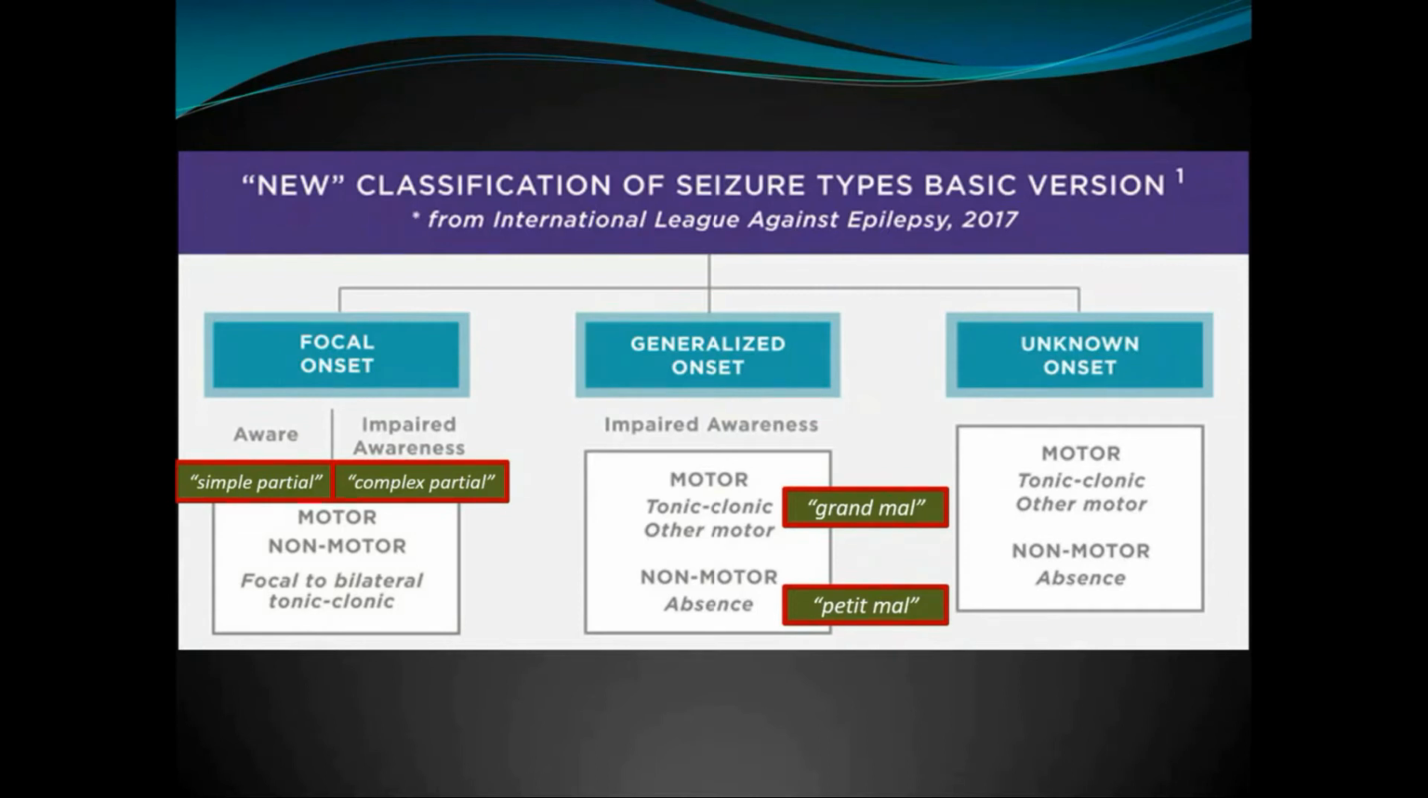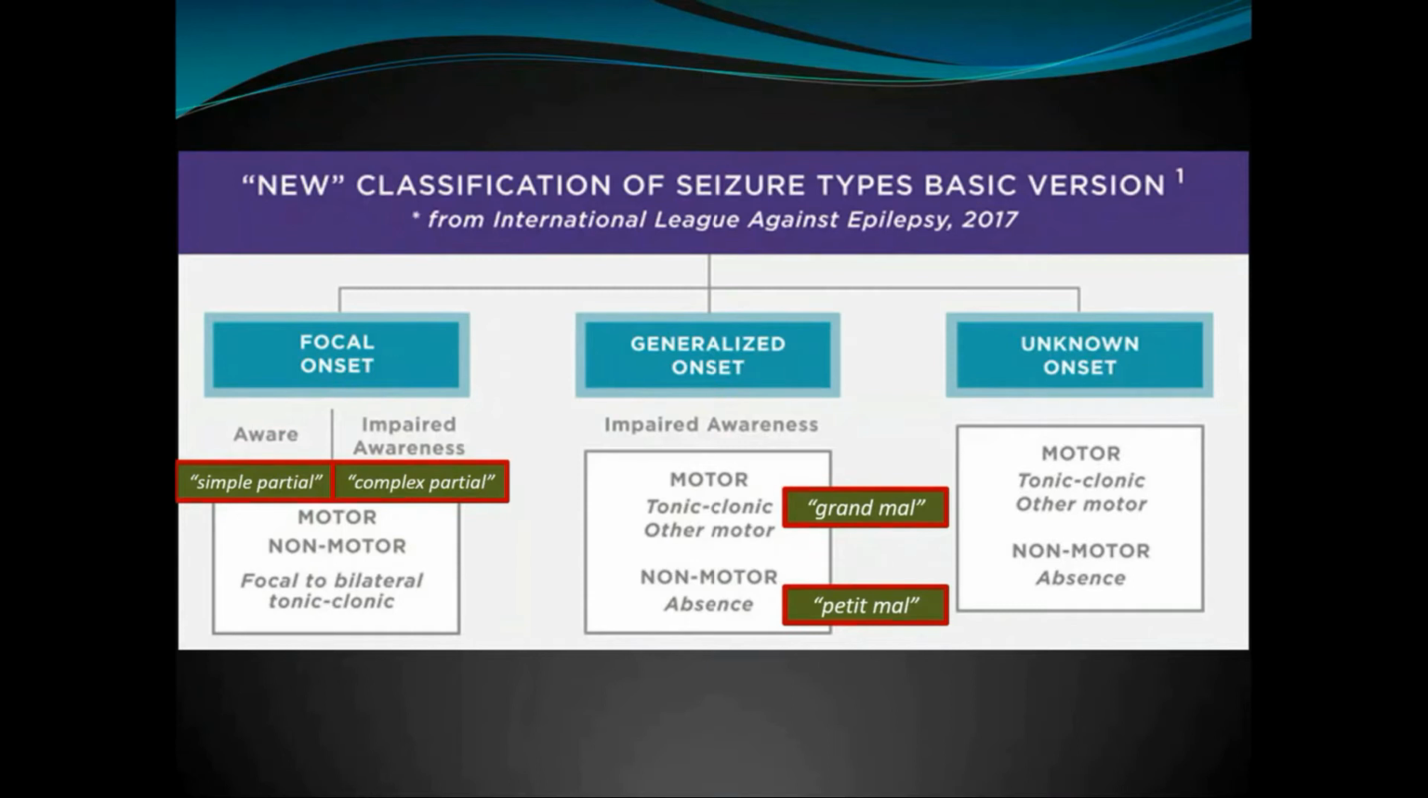Now, moving on to the generalized onset category. So these generalized onset seizures are associated with impaired awareness, okay? And then we break them down into whether or not they are motor seizures or non-motor seizures. And the motor seizures, the most common type that you'll probably picture when you think of the word seizure is a generalized onset tonic-clonic seizure. Okay, and in the old words, people would have called this a grand mal seizure.